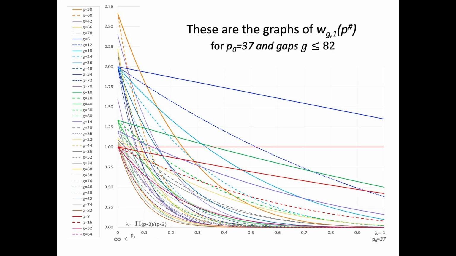This is a graph of all the gaps from 2 up to 82. We took our initial conditions from the prime 37. That's over there on the right-hand side, and the system parameter is 1. And then as Eratosthenes' sieve continues and the primes grow, the system parameter lambda goes very slowly to 0. And these are the relative populations amongst those gaps.